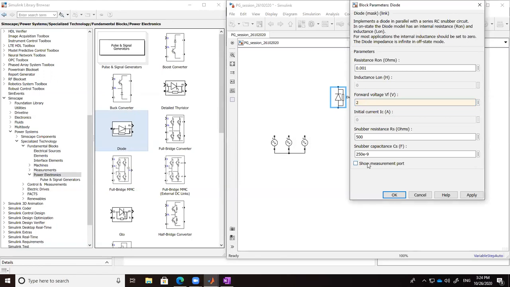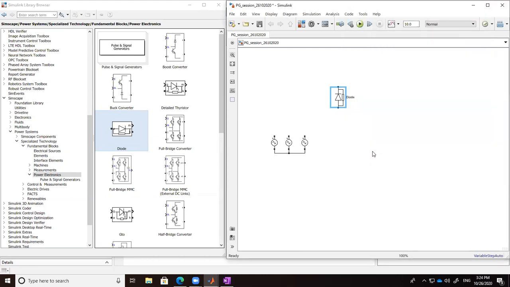Okay. So show measurement port will be unselected. You unselect this. Set this number to 1000 and snubber capacitor to 0.1 E minus 6. This is just a tentative value based on my experience. At this moment, we are not going to do any specific calculation related to snubber, but this is just a tentative value to avoid oscillations in the simulation. Right. Now, D1, this is D1.